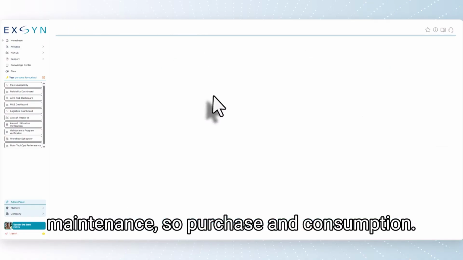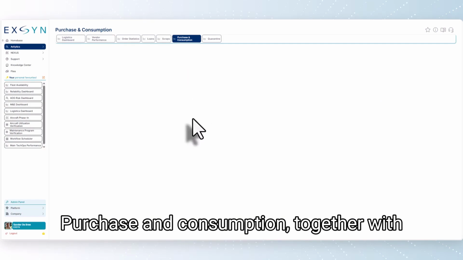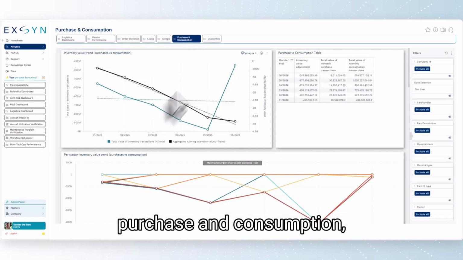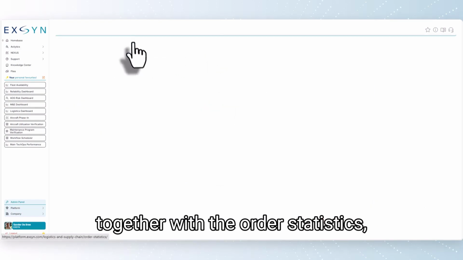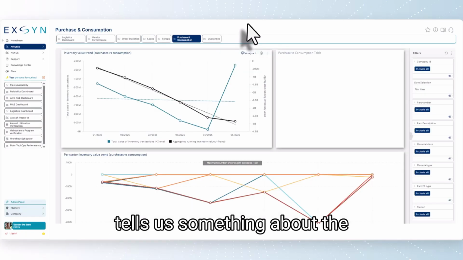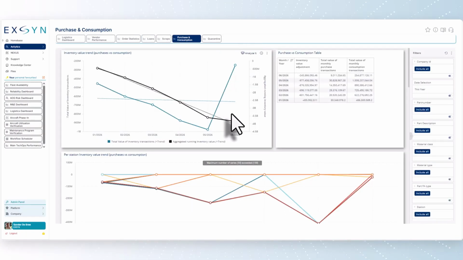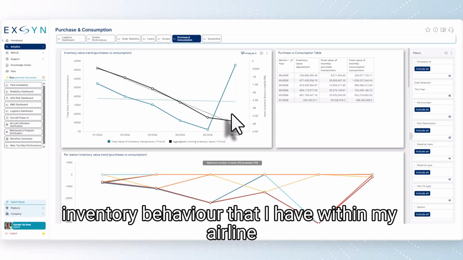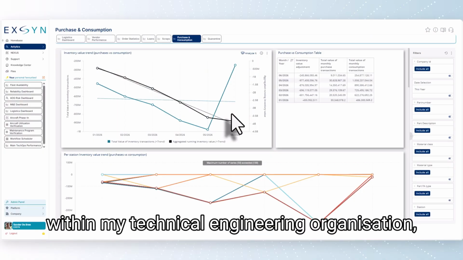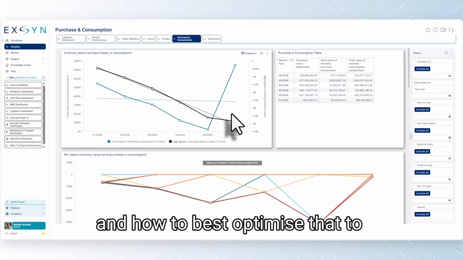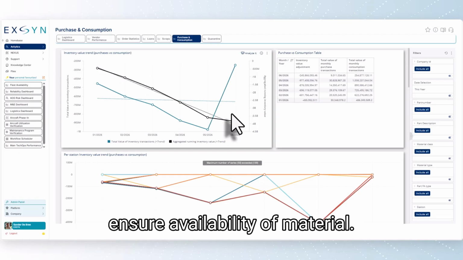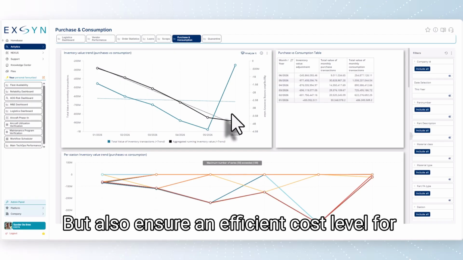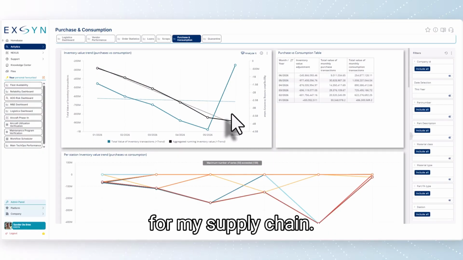So purchase and consumption, together with the order statistics, tells us something about the inventory behavior that I have within my airline, within my technical engineering organization, and how to best optimize that to ensure availability of material, but also ensure an efficient cost level for my supply chain.